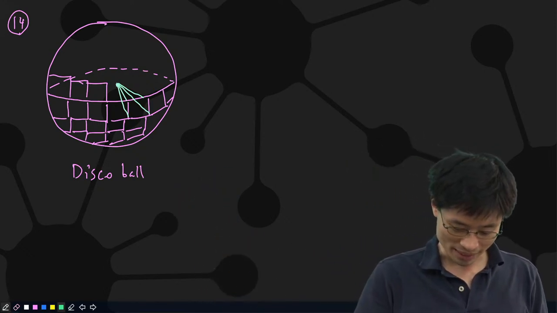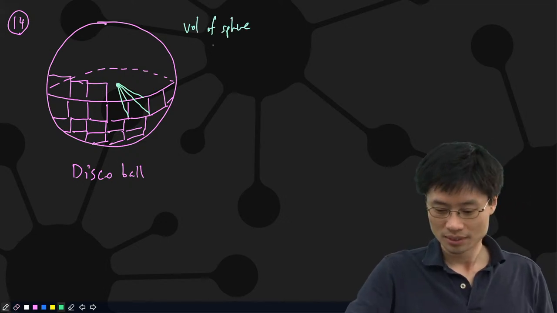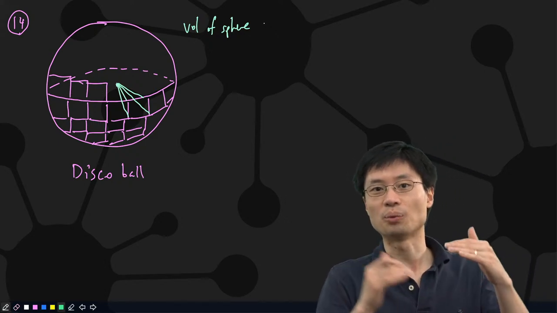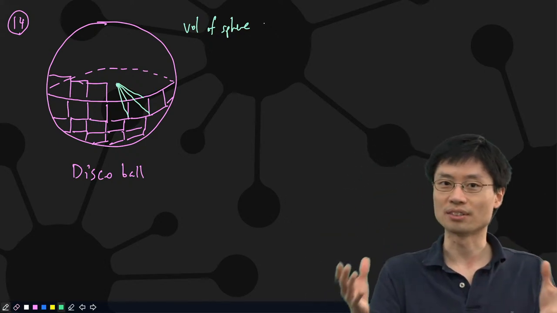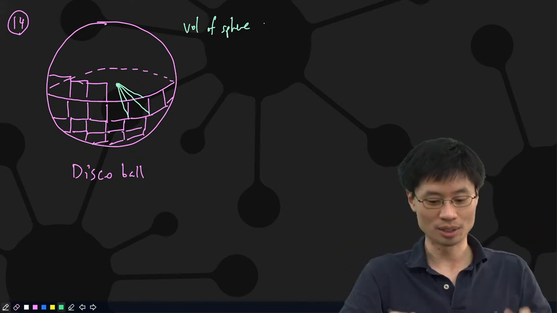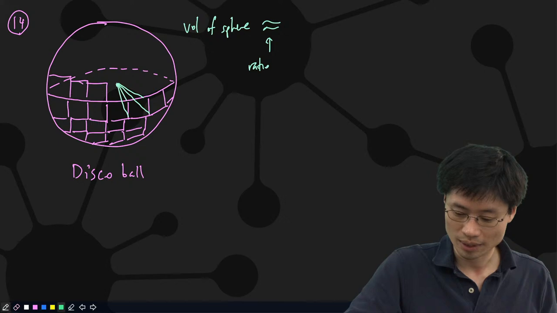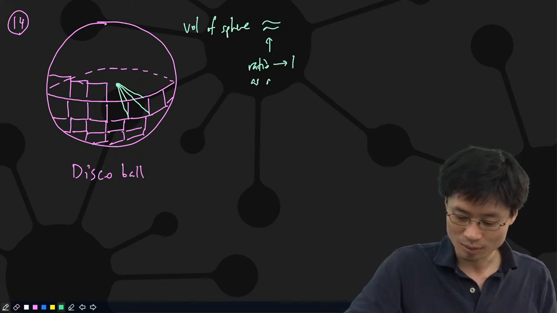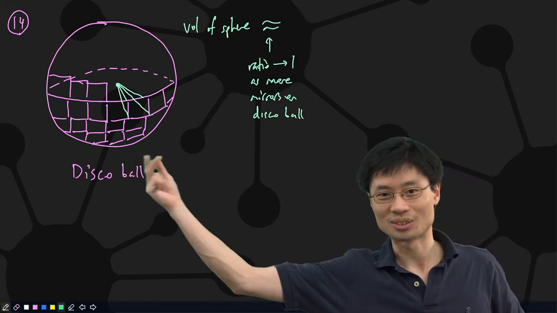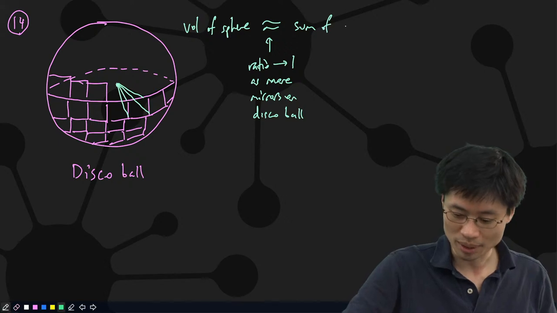Okay, so what I'm going to say is that the volume of the sphere, actually what I'm talking about here is the ratio of the volume of the sphere and the sum of all of these pyramids, that ratio goes to 1. Okay, I'm going to write an approximate here, but what I really mean is that the ratio tends to 1 as I add more mirrors on the disco ball. The mirrors are like these tiny little squares. So this is about equal to the sum of the pyramids.